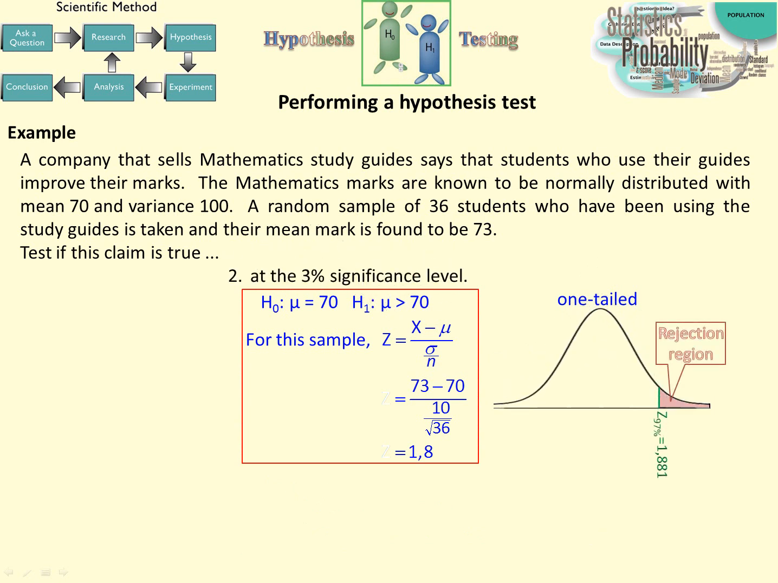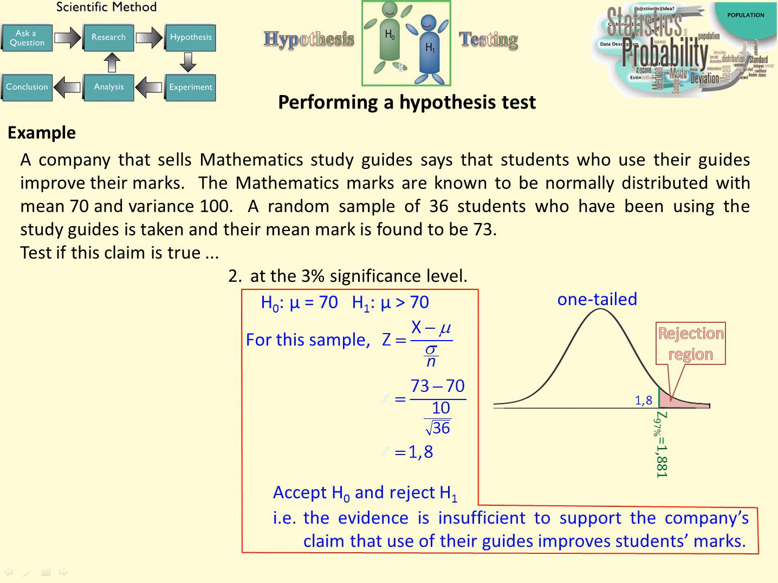Right, 3% level. It's still one-tailed. That's now 3%, so we're going to look at Z97. And the 1.8 is no good, so at the 3% level it's not acceptable. And we accept H0, we reject H1, evidence is insufficient to support the company's claim. So in other words, it's all a question of choosing your confidence levels and deciding with probabilities.